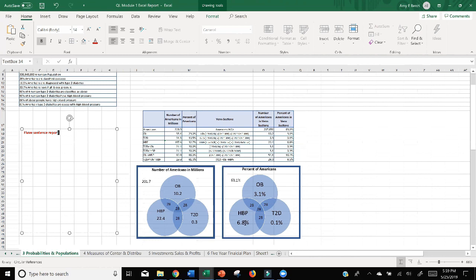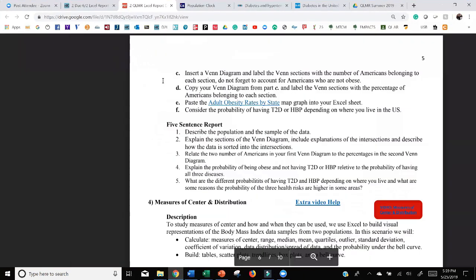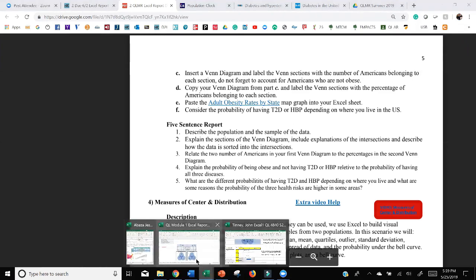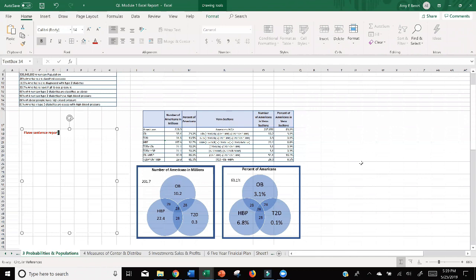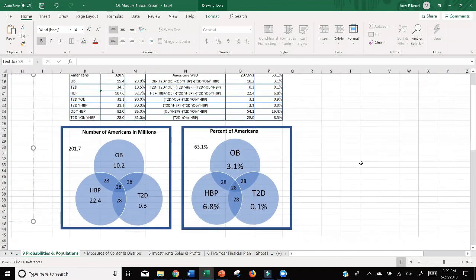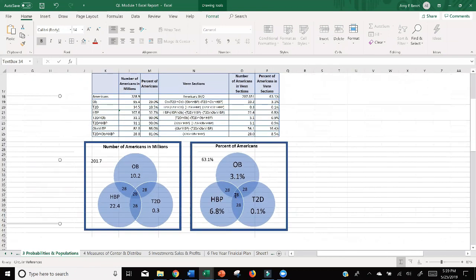The next thing on our list of 5 sentences is to explain the probability of being obese and not having type 2 diabetes or high blood pressure relative to the probability of having all 3 diseases. Well, let's look at that. That's the most profound thing about this entire statistic. Oh, now look, I need to change this real quick. It was 8.5%. 8.5.